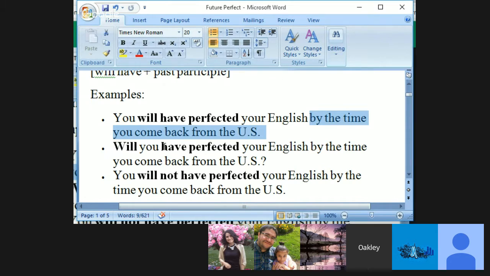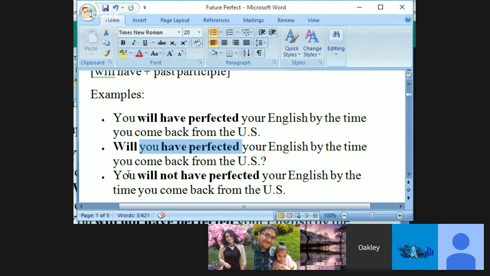In the question form, as in all question forms, the subject noun is reversed with or transposed with the first auxiliary. So instead of you will, it becomes will you. And then the rest of the sentence construction, have perfected. Rest of the sentence is the same.